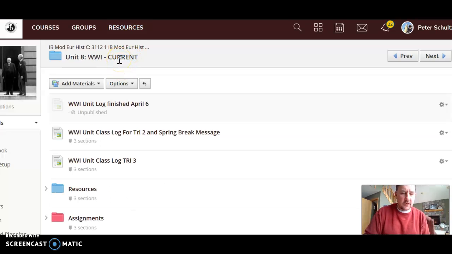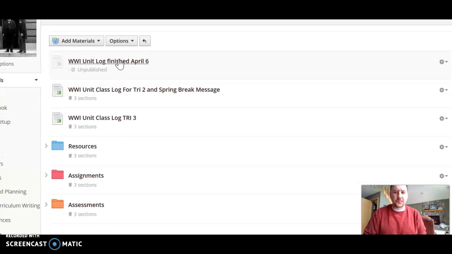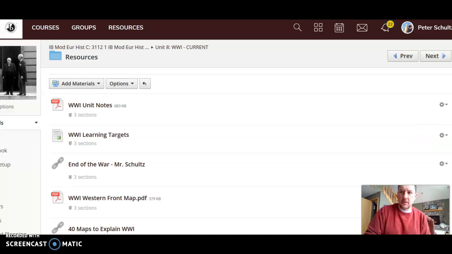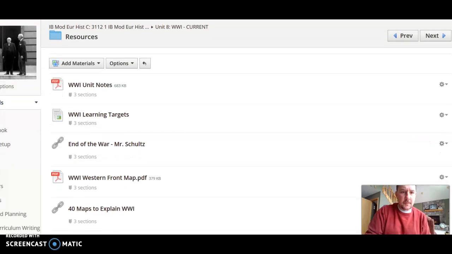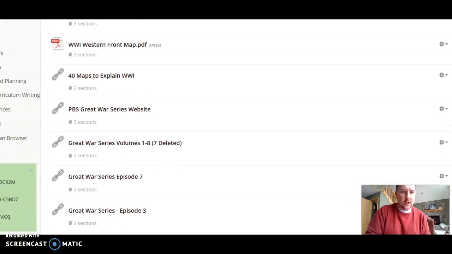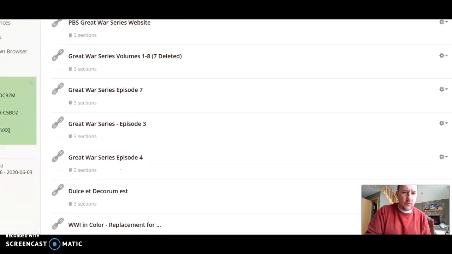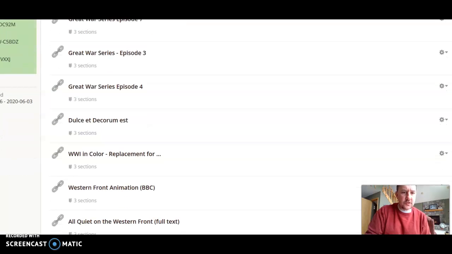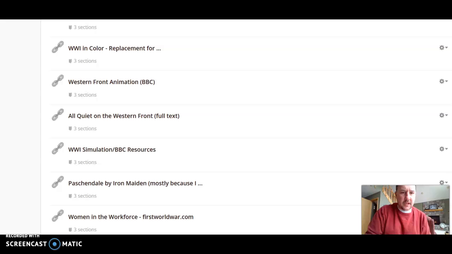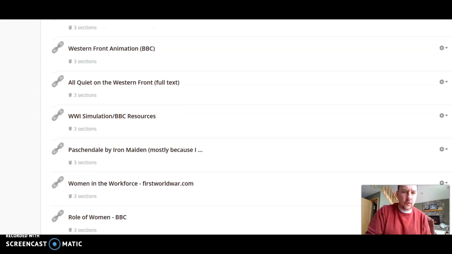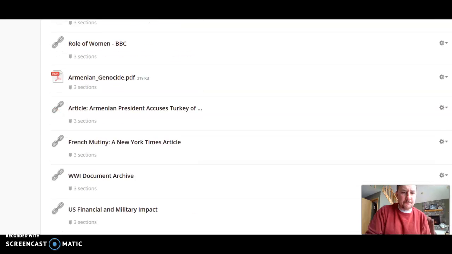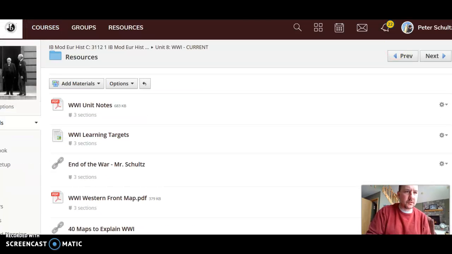Below that, structure is the same, where it's broken down between resources, and those resources there are quite a few. This includes maps and notes at the top, and learning targets, the Great War series, videos, and a number of other things that will be helpful. If you've lost your book, you'll find the text of it in here. Hopefully you haven't done that. So those are all the resources.